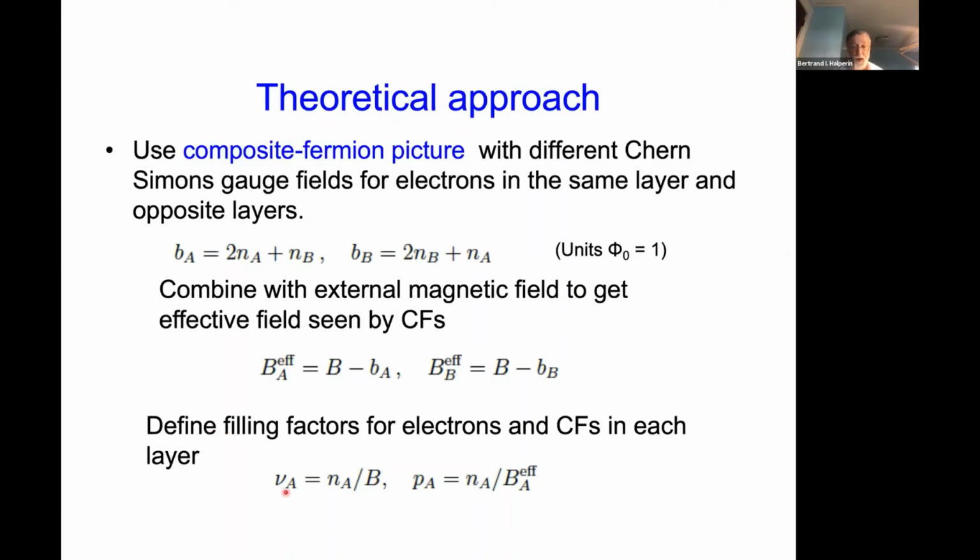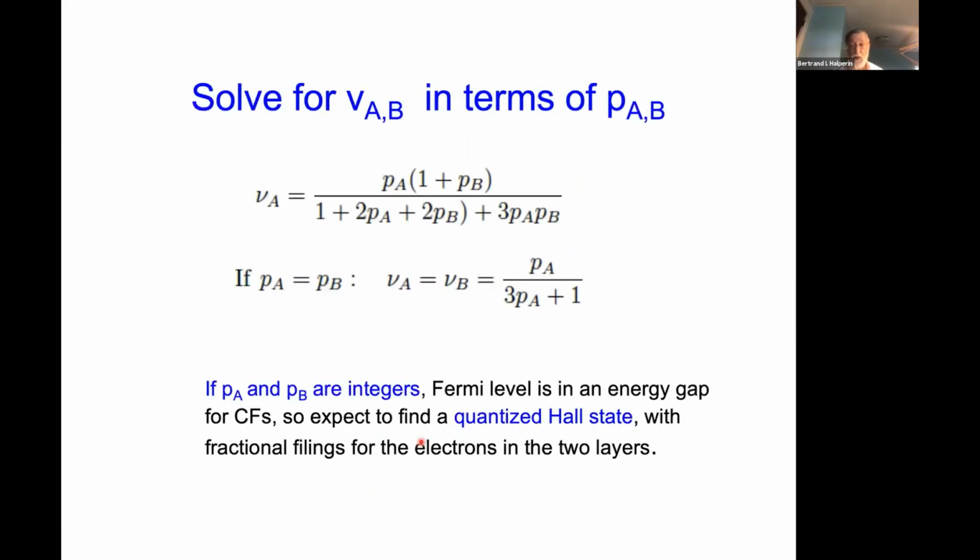So the true filling fraction for layer A would be the density in layer A divided by the density of flux quanta. And we define an effective filling fraction, which is the density in layer A divided by the effective magnetic field seen in layer A. And these are related by some algebra. It's a little more complicated than the single layer case if PA and PB are different.